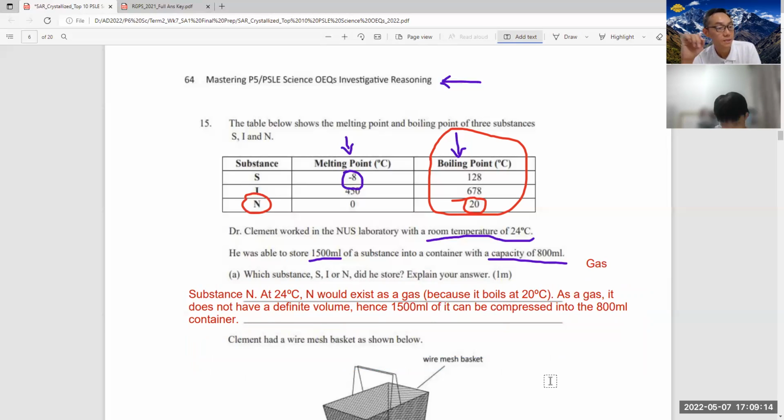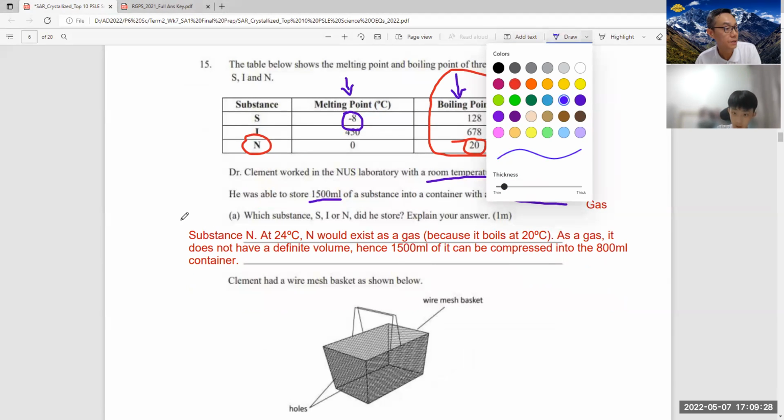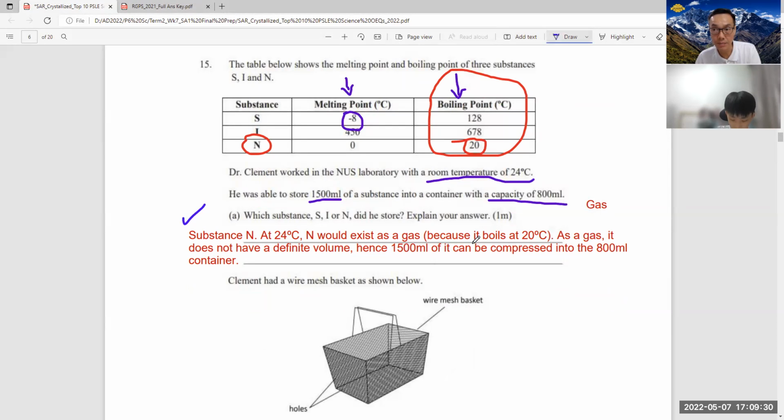Next. Basically, the examiner will be looking for this part. Make sure you identify the correct substance, and then you explain why it is a gas, because it boils at 20 degrees Celsius. Then the second property, because 1,500 can be compressed into 800 ml. Only gas can do that. Why? Because gas does not have a definite volume.